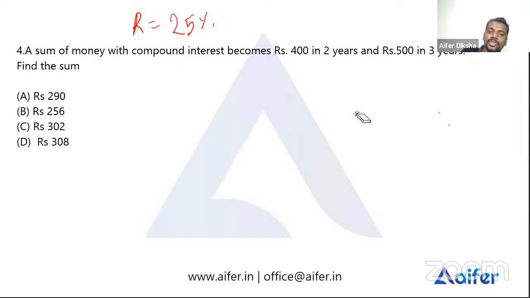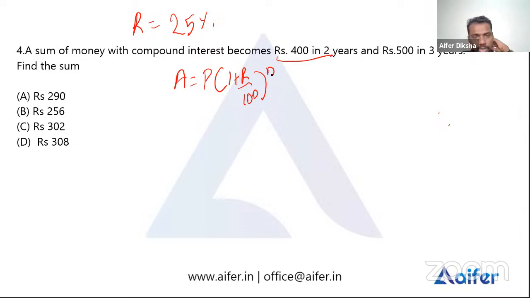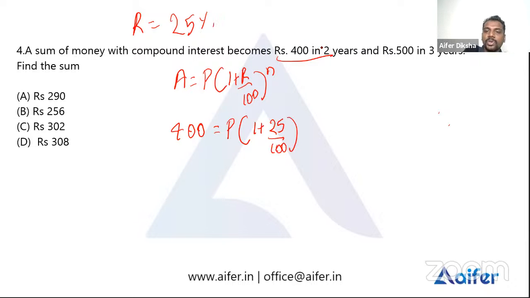Now we have the equation for compound interest, A equal to P into 1 plus R by 100 all raised to N. What is the amount in 2 years? 400. So 400 is equal to P, which we don't know and want to find, P into 1 plus R, which we have got as 25, by 100. The time duration is 2.